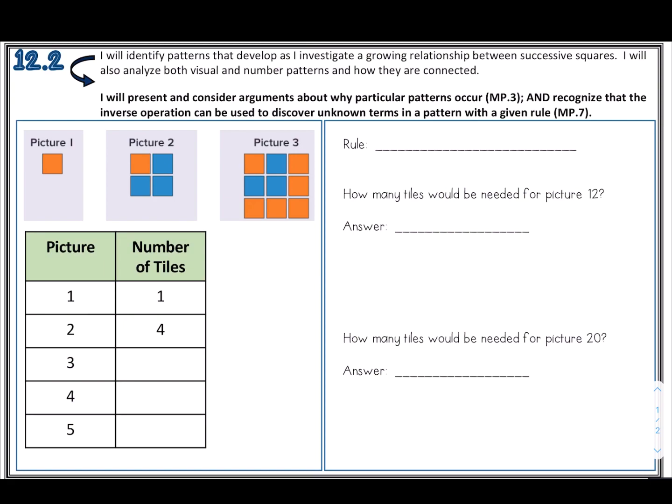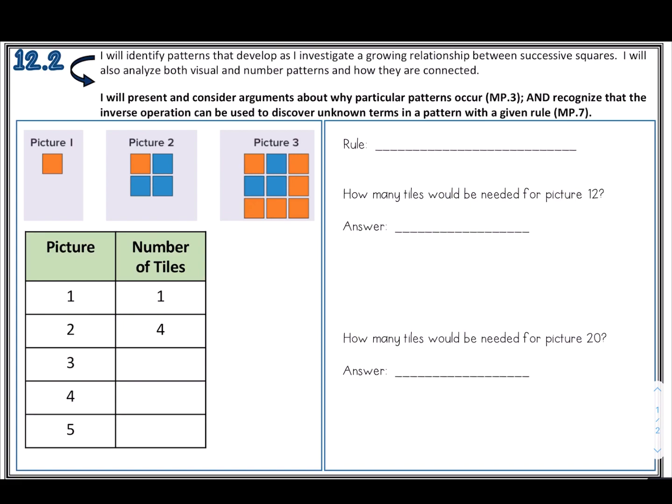So the objective of this lesson is to be able to identify patterns that develop or grow as we investigate a growing relationship between successive squares. That just means the squares that you are going to keep adding on. So we're going to analyze the visual pattern, which is the picture itself, and number patterns, and how they're related or connected with one another.